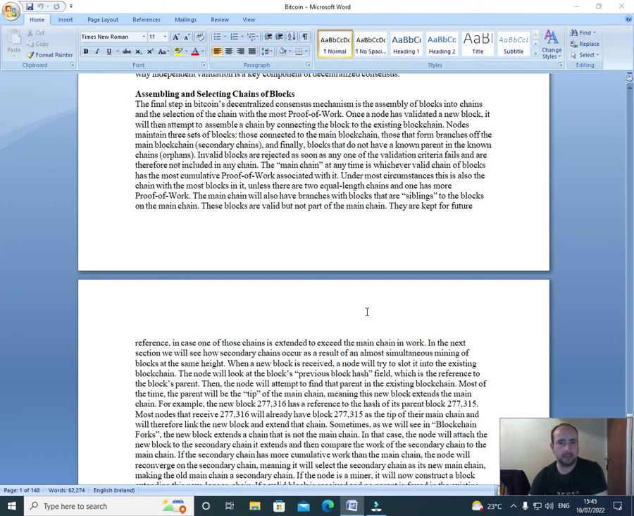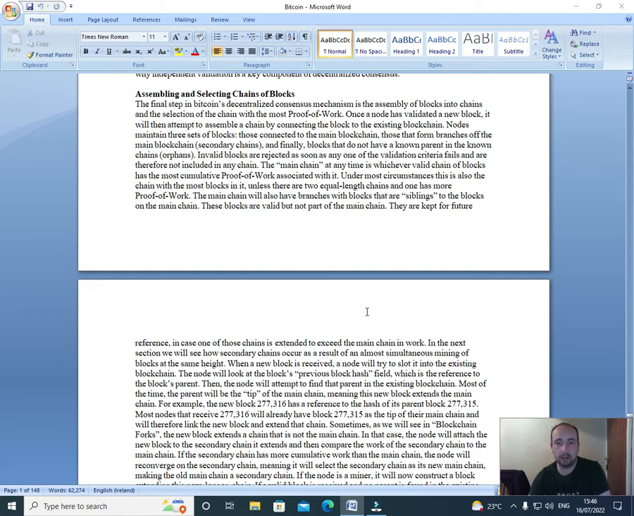Assembling and selecting chains of blocks. The final step in Bitcoin's decentralized consensus mechanism is the assembly of blocks into chains and the selection of the chain with the most proof of work.